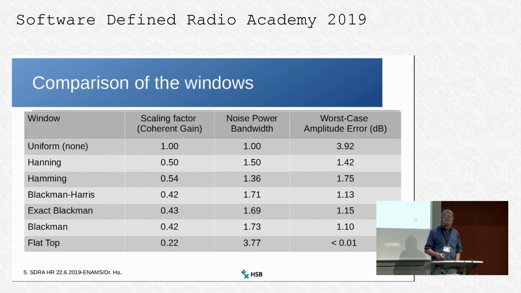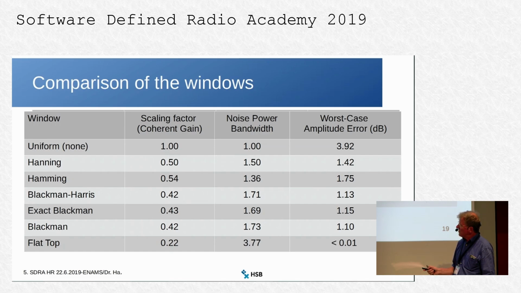The comparison of different windows is summarized in this table. You see the uniform, non-window, with the coherent gain, the noise power bandwidth, and the worst case amplitude error. And you see there are different windows, Blackman-Harris and flat top, the lowest one, and you see the difference of the power is around 5. On the other hand, the noise bandwidth is up to 3.77 when the uniform window has a noise power bandwidth of 1. The worst case amplitude error is here up to 4 decibel, and here it's negligible.